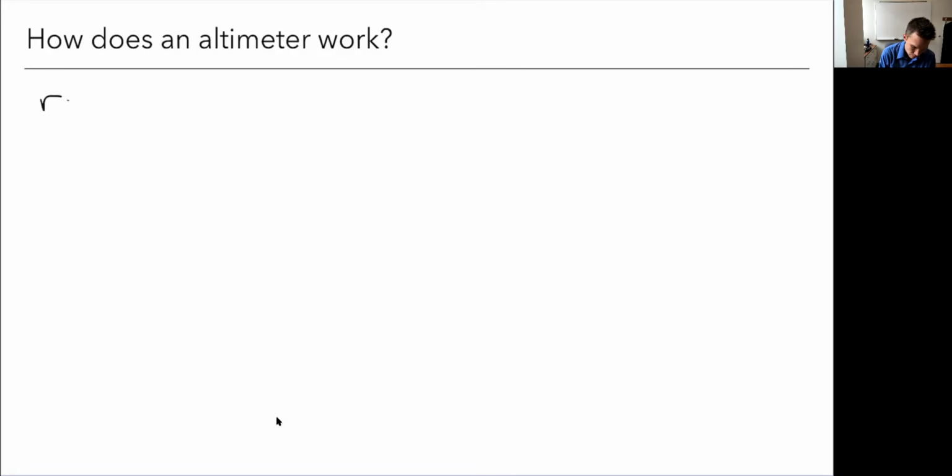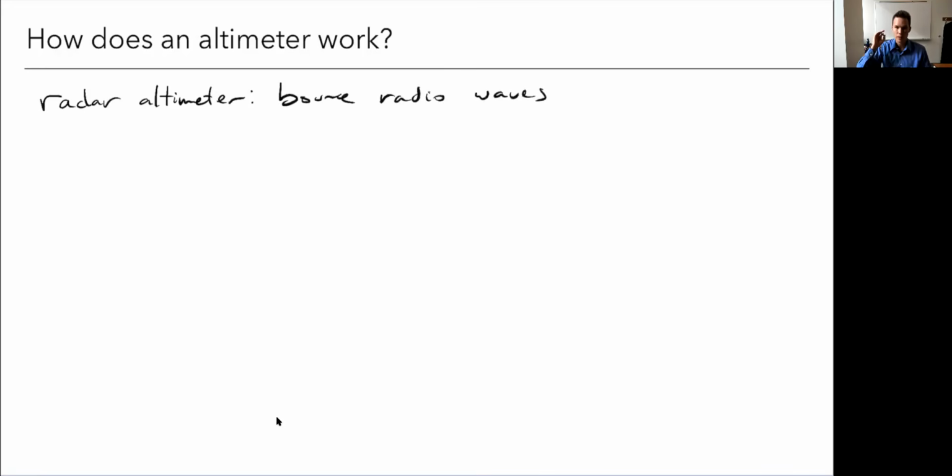One device is called a radar altimeter. A radar altimeter is just going to bounce radio waves off the ground. So if I'm at some altitude, I'm going to send this off to the ground, and I can measure the return time. And then from that I can figure out how high I'm off the ground.